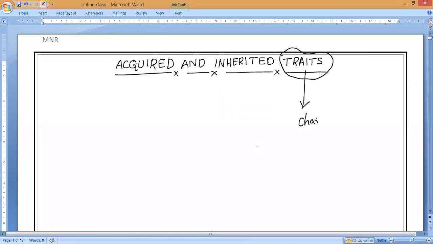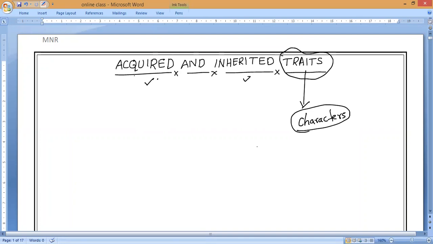Character, correct or not? So character or a behavior, whatever it is, which comes from our parents, or when we are learning something from observations. So simply we can say traits means characters. Yes or no, guys? Please respond. Correct. So now here we have two kinds of traits, that is acquired traits and inherited traits. So what is the difference between acquired traits and inherited traits?